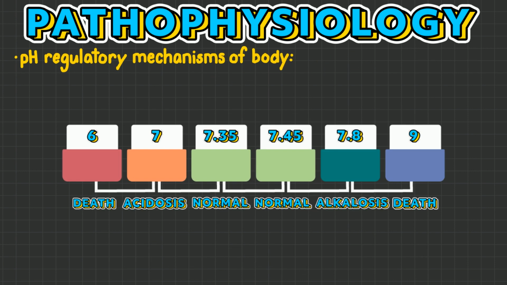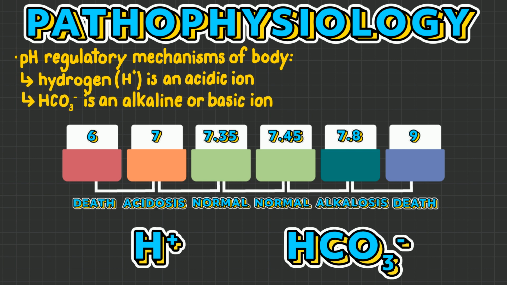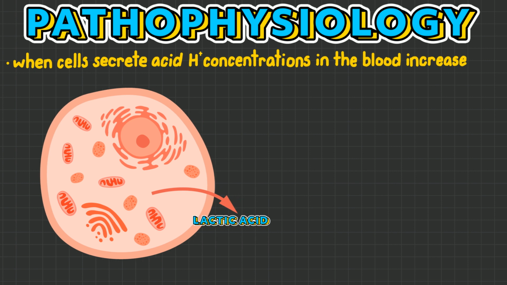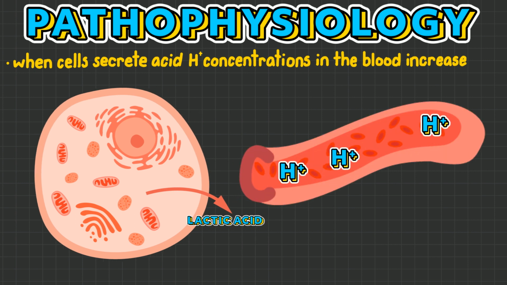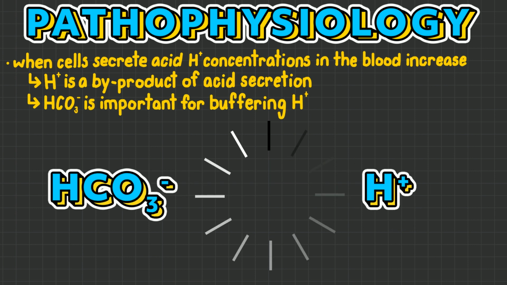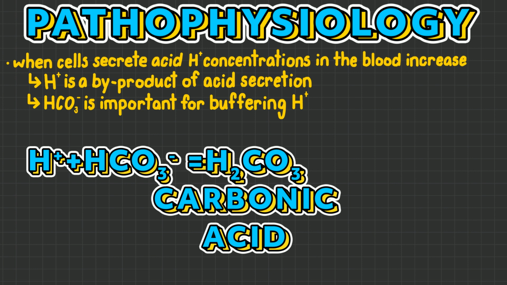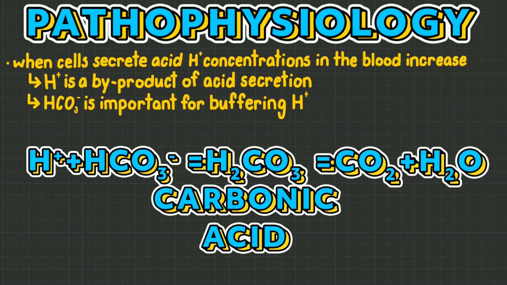The body is constantly trying to maintain normal blood pH. Hydrogen, an acidic ion, and bicarb, an alkaline or basic ion, are important ions involved in blood pH regulation. When acids are secreted by cells, hydrogen concentrations in the bloodstream increase. This is because hydrogen is a byproduct of acid production. Bicarb is important for buffering hydrogen. The two bind to each other, creating carbonic acid, and then separate into water and carbon dioxide.